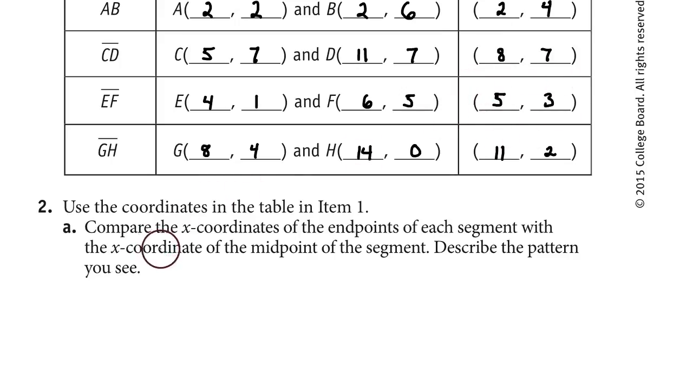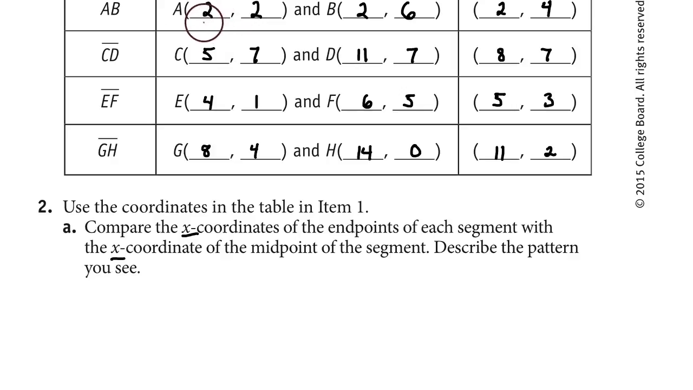Now, number 2, use the coordinates from that table to compare the x coordinates of the endpoints of each segment with the x coordinate of the midpoint. What pattern do we see? We're looking for a pattern, and that's why this is inductive reasoning, using examples to come up with a conjecture.